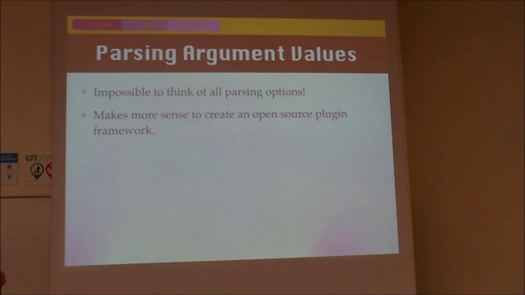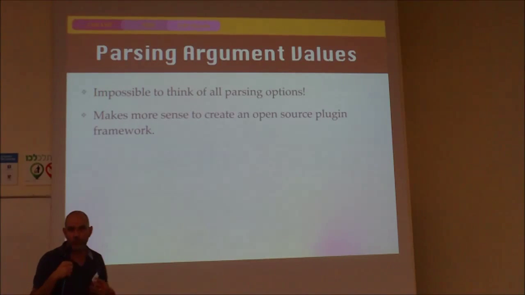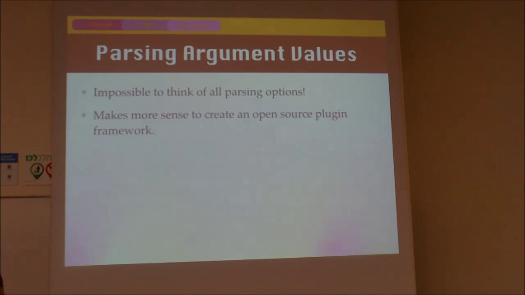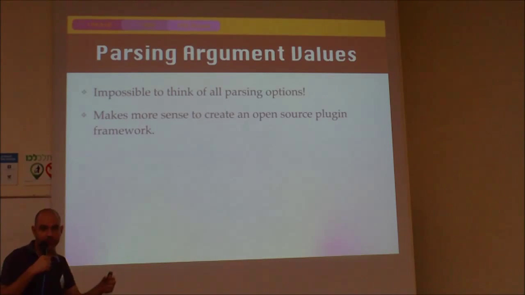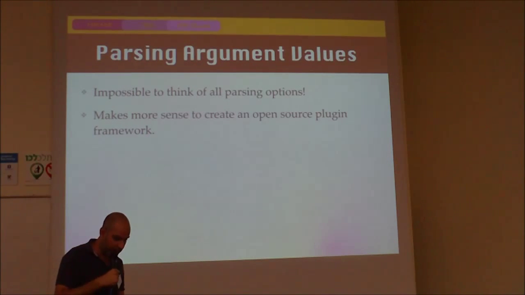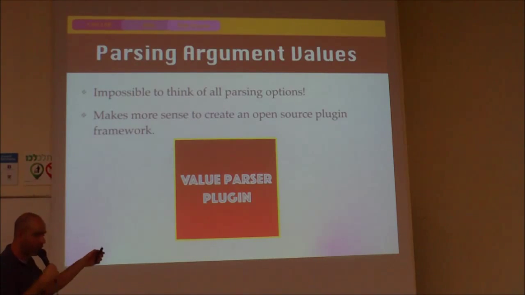Now, about the values. Now that we have the arguments, I tried thinking about what we should parse, and I came to the conclusion that it was kind of impossible to imagine which parsers will be useful to people. So it only made sense to make some kind of extensible plugin framework where you can write your own plugin or your own parser and just plug it into the system, and then that will be parsed. And that's what I did, and it all works something like this.